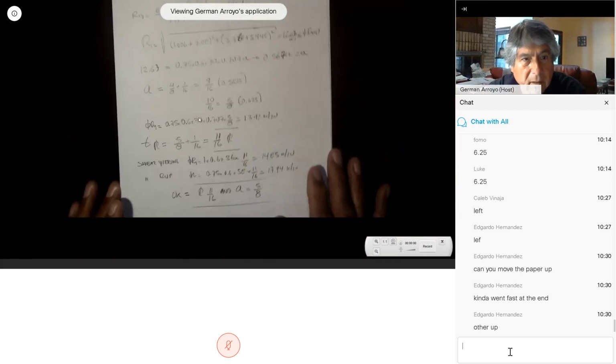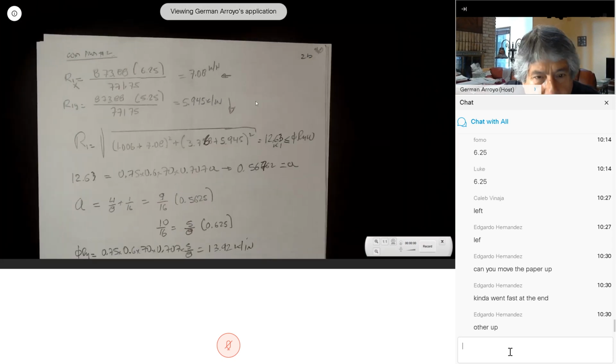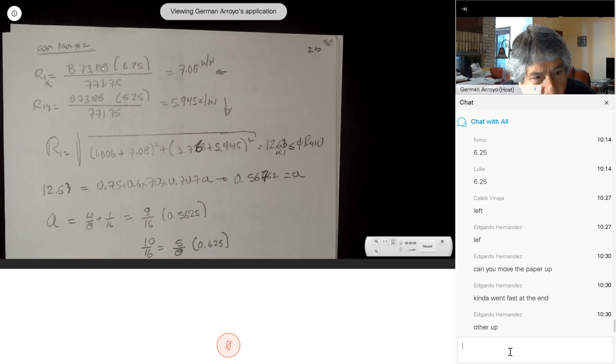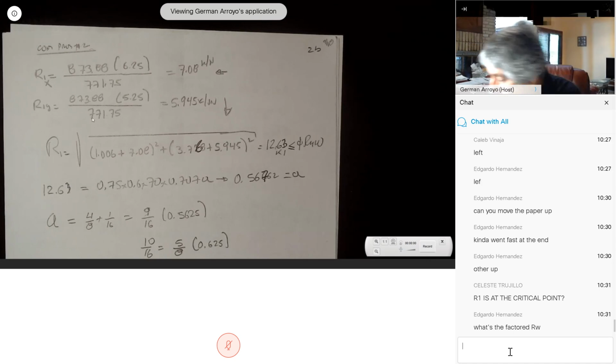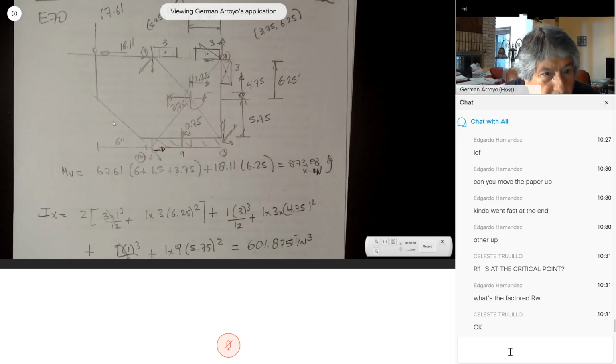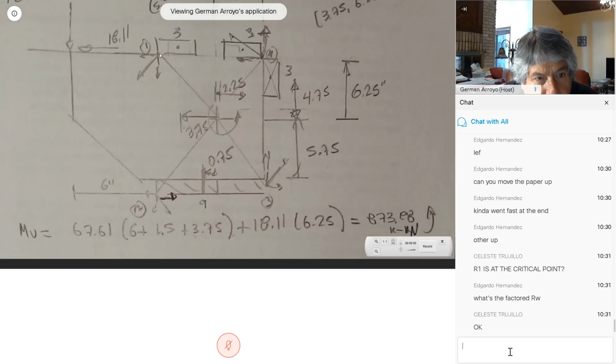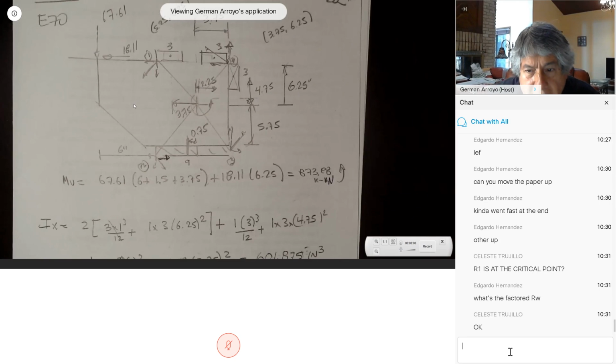So we found the component of the force due to the moment. This is the moment. This is y. The distance y over I sub p gives 7.08. The component due to the moment in the y direction is the moment times x over I sub p. 1 is the critical point. We discussed before, 1 is the critical point, and this is the x value, and this is the y.